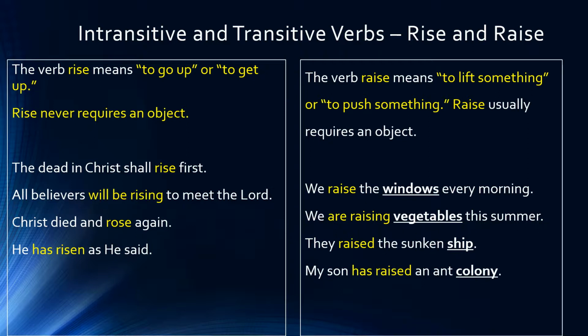We raise the windows every morning. Now, just simply saying we raise doesn't make any sense. We need to know what we're raising. We raise the windows every morning. We are raising vegetables this summer. We are raising. Raising what? Well, we have to have an object. They raised the sunken ship. And again, they raised has to have an object to let us know what has been raised. And my son has raised an ant colony. And again, we have to have an object to give explanation to the verb has raised.